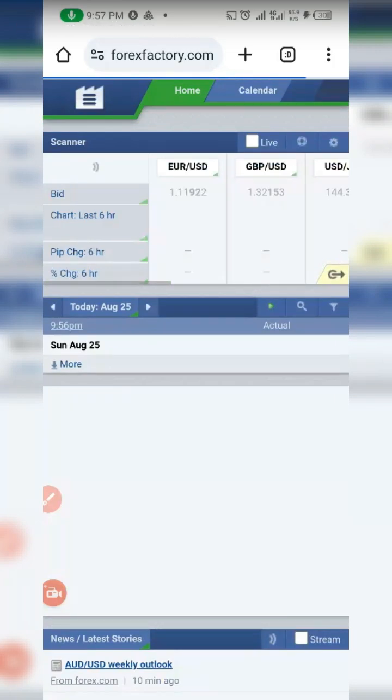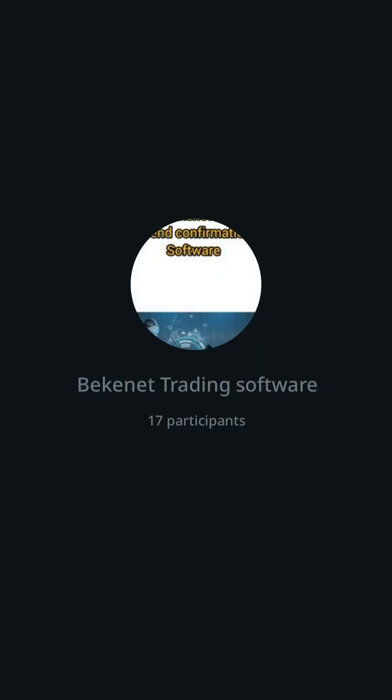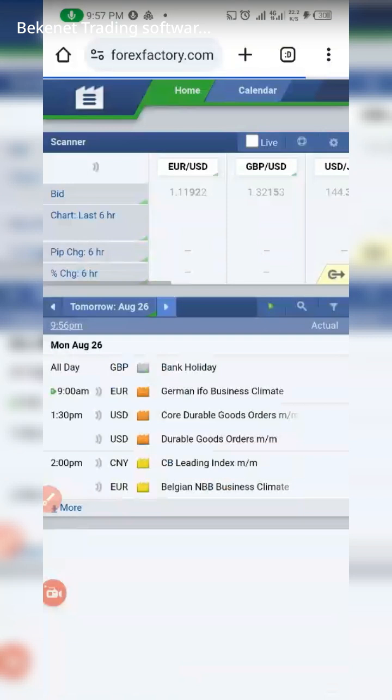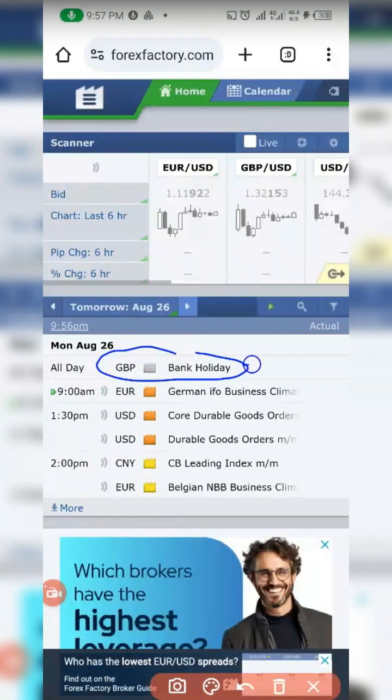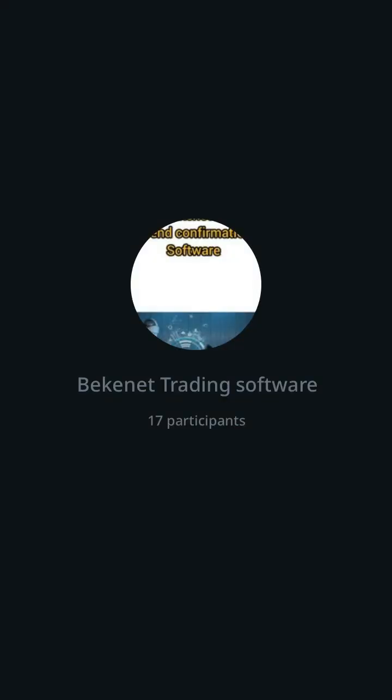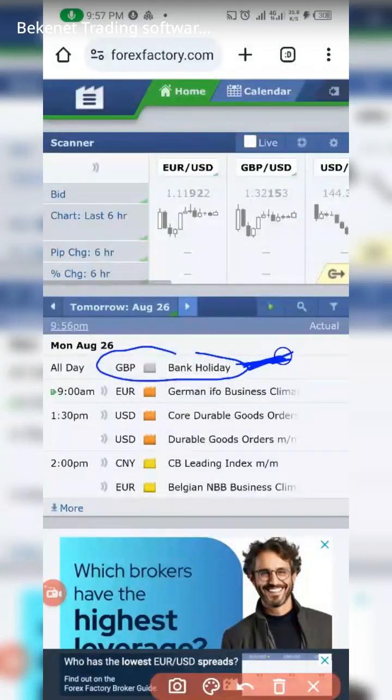So as you can see, there's no news today, Sunday. If I click more, these are the news that is going to happen on Monday. As you can see, GBP, Great Britain, is going to be on bank holiday. So any pair that is attached to this currency, you'll be expecting zigzag movement because the bank is on holiday. You can be expecting consolidation, or erratic movement in the market. So if I'm supposed to take a trade, anything concerning GBP, I won't go near it because the market will be zigzag. Sorry, there's a holiday there.